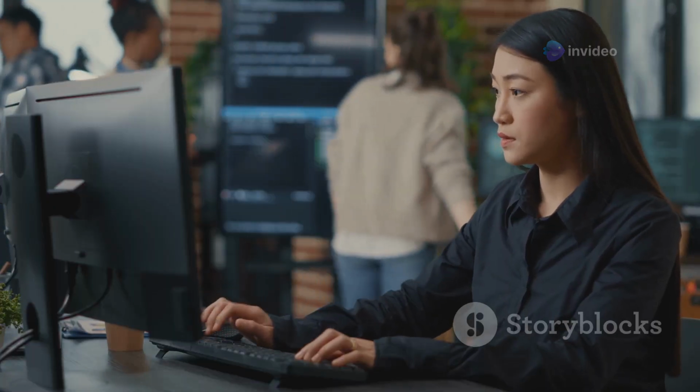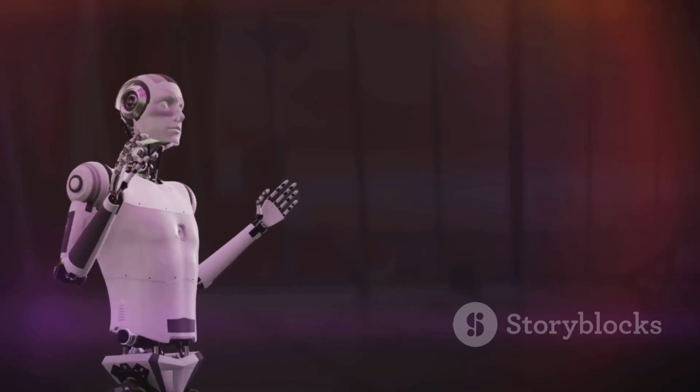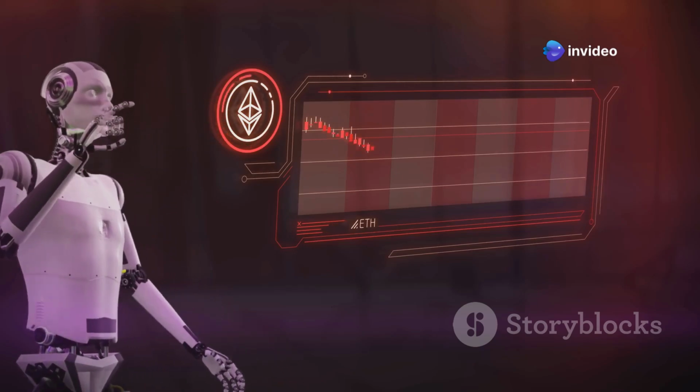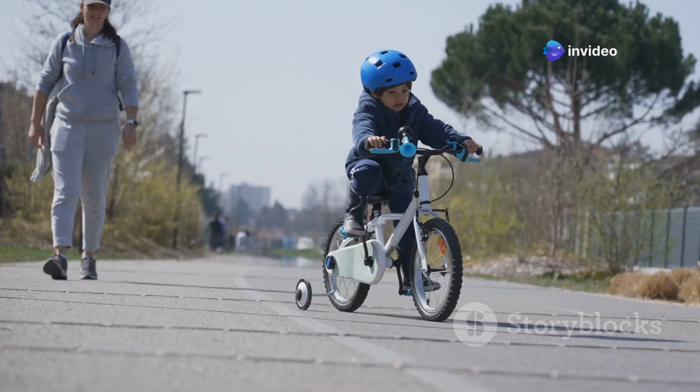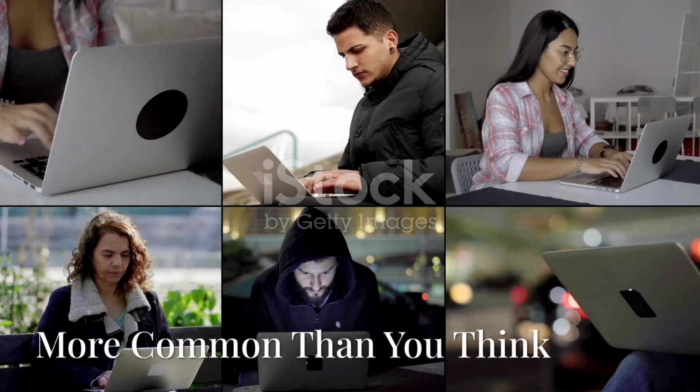Reinforcement learning. The algorithm learns through trial and error. It interacts with an environment. It receives rewards for correct actions and penalties for incorrect ones. This is similar to how humans learn to ride a bike, adjusting their balance and movements based on feedback.